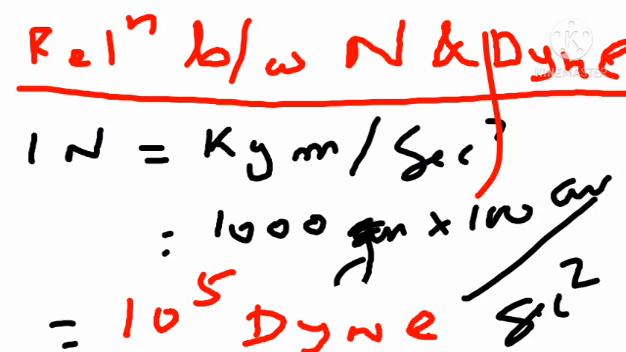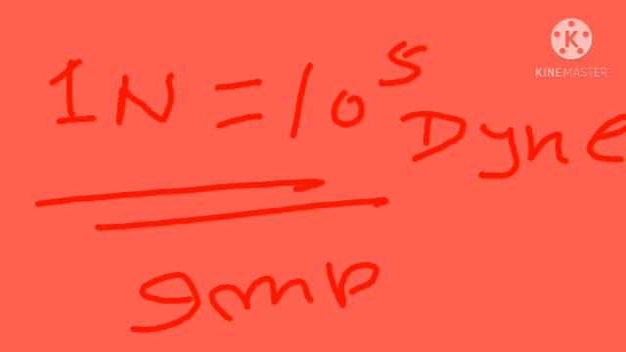Now count the number of zeros: 3 in 1000 and 2 in 100. So the total is 5. We can write 10 to the power 5 gram centimeter per second square. We know very well that gram centimeter per second square is also called dyne. So 1 Newton equals 10 to the power 5 dyne. This is the relation between Newton and dyne. Remember it please.